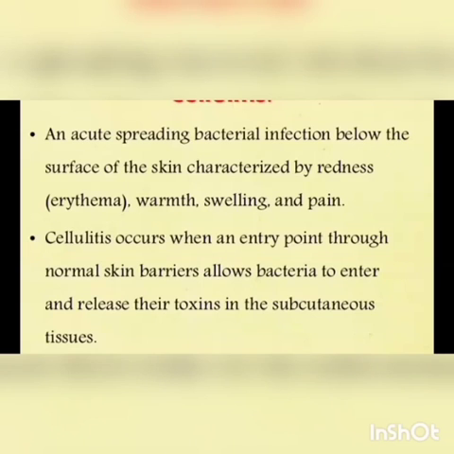Definition: it's an acute spreading bacterial infection below the surface of the skin characterized by redness, erythema, warmth, swelling and pain. So cellulitis means an infection that spreads below the surface of the skin. Below the surface means the epidermis first, then the dermal layer will be affected, then the subcutaneous layer will be affected. So all three layers are usually affected by cellulitis.